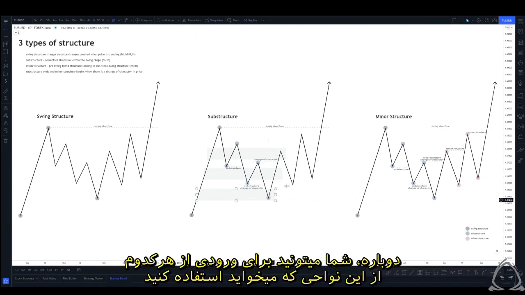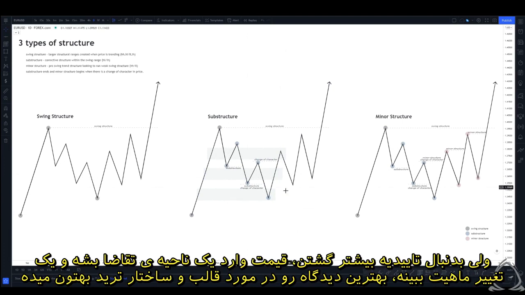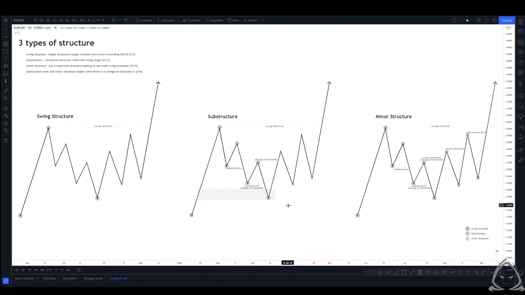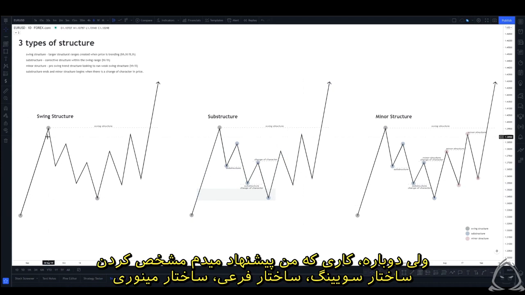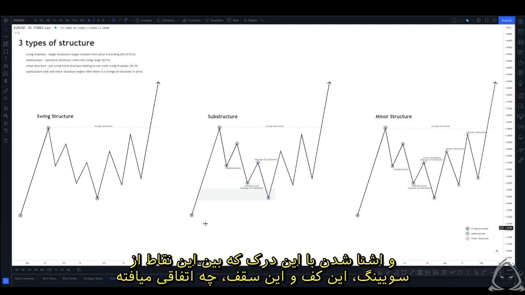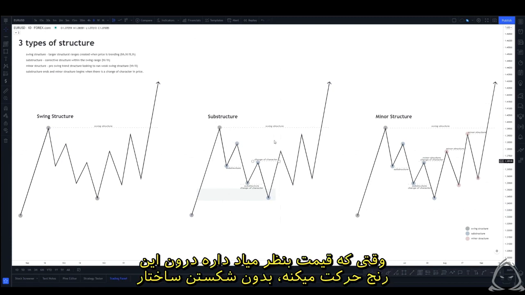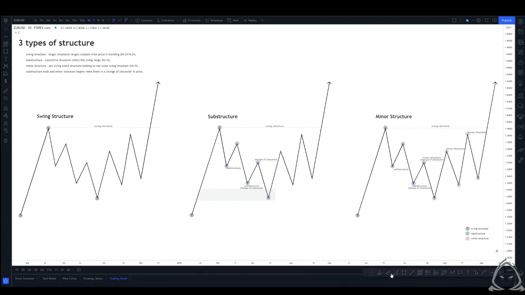And again, you can look to enter on any of these demand zones if you wish, but looking for extra confluence, price tapping into a demand zone and seeing that change of character is going to give you the best insight in terms of framing up and building a trade. But again, that's what I recommend doing, is just mapping out your swing structure, mapping out the substructure, mapping out the minor structure, and just getting comfortable with understanding what's happening between these swing points, this low and this high, when price is seemingly moving in between with not breaking structure.